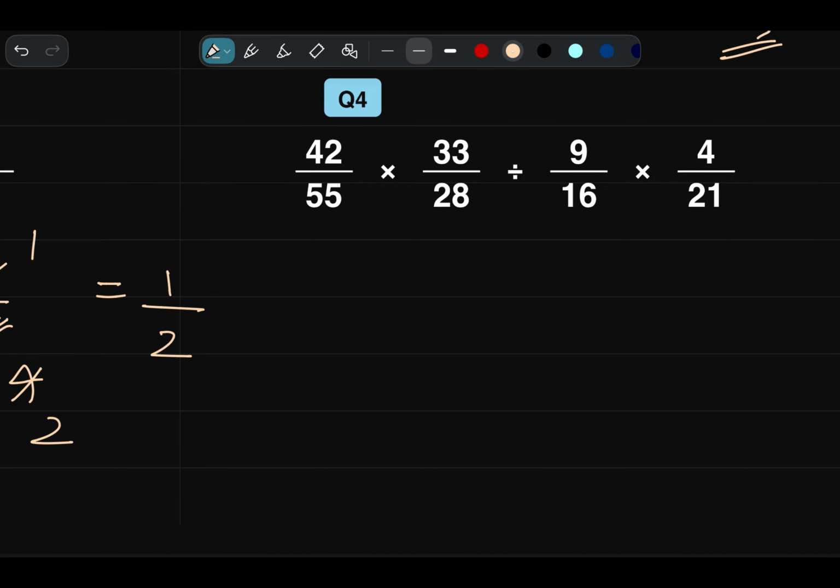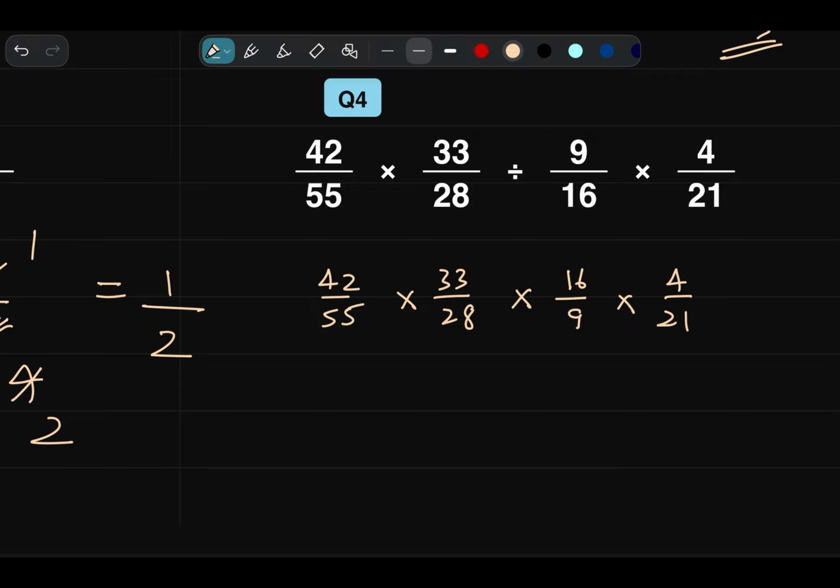Okay, the very last one. Let us quickly see what all we have to reciprocal. 42 upon 55. There is no reciprocal over here because it's a multiplication sign. Here I will reciprocal because division. Again, no reciprocal because it's multiplication.